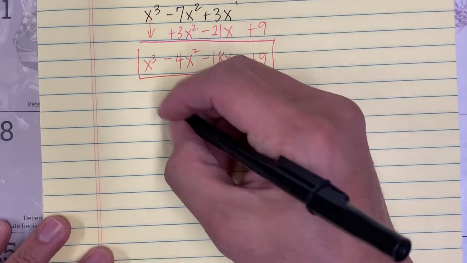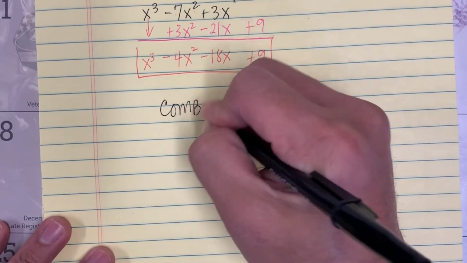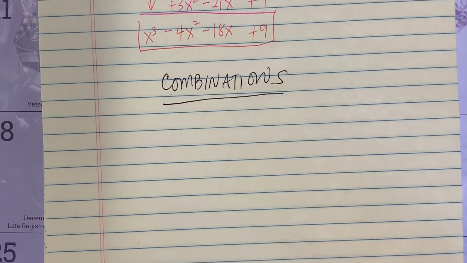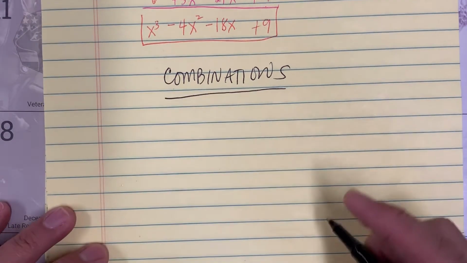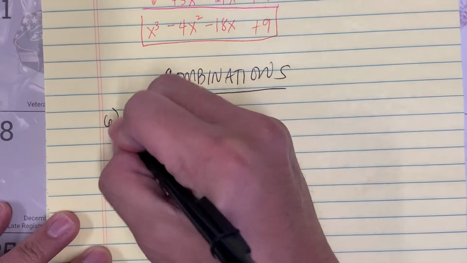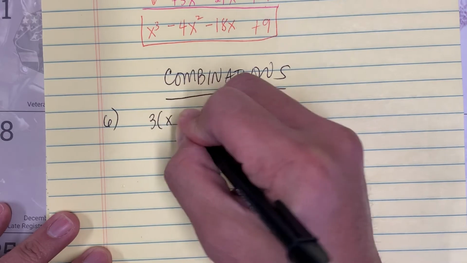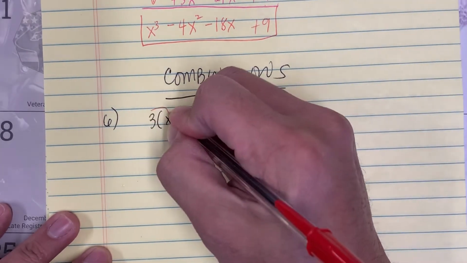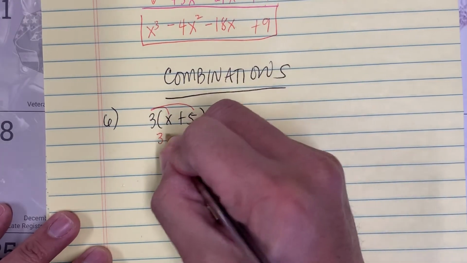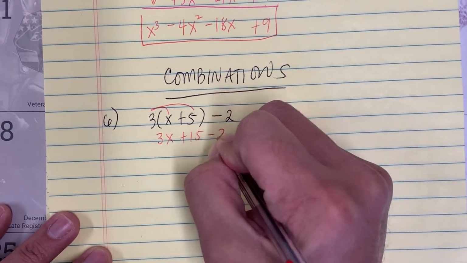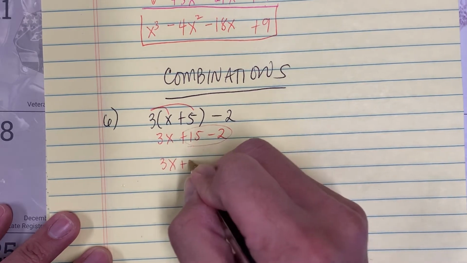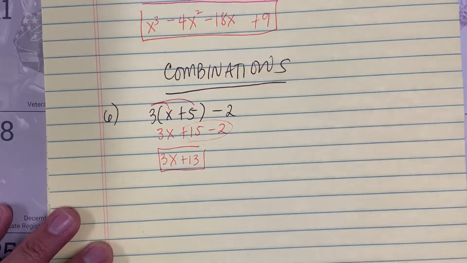So how do we do the combination now? Combination is a combination of multiplying and combining like terms, or adding and subtracting polynomials. So let me give you an example. Say 3(x plus 5) minus 2. So here you're going to distribute the 3. That will give you 3x plus 15 minus 2. Combine the like terms. 15 minus 2 is what? Positive 13. And that's the answer.